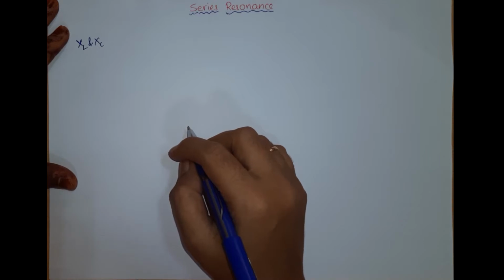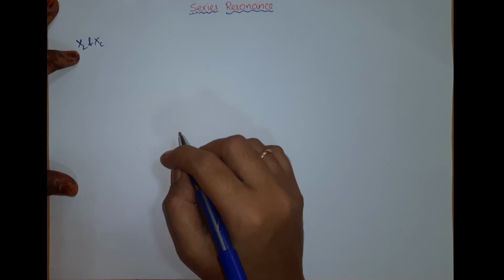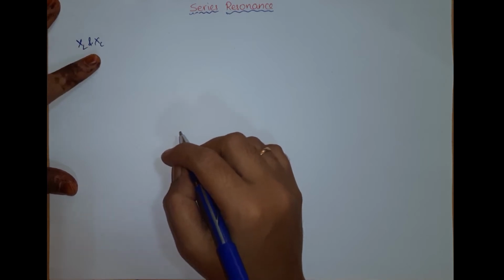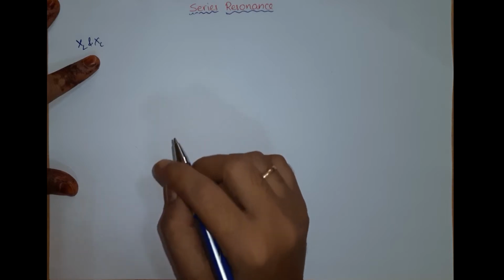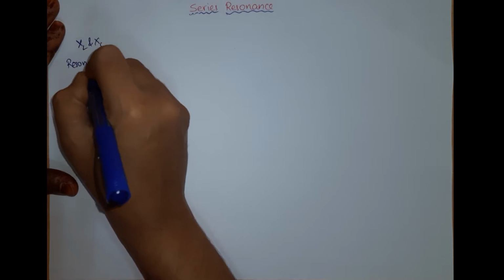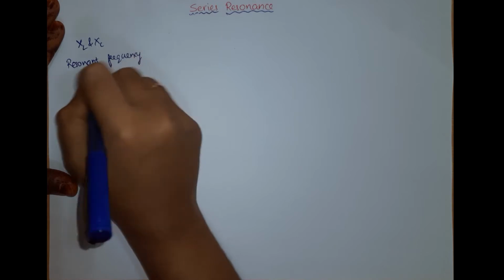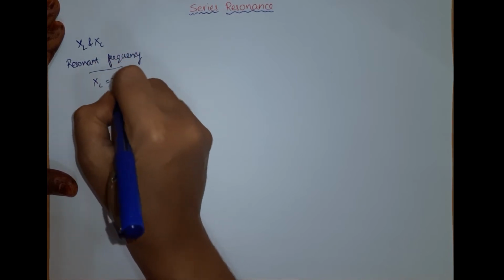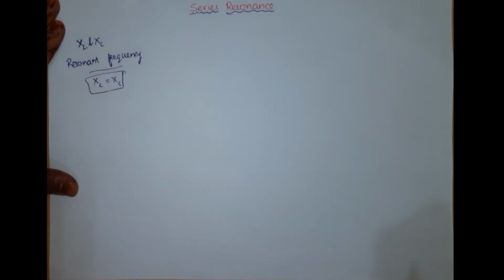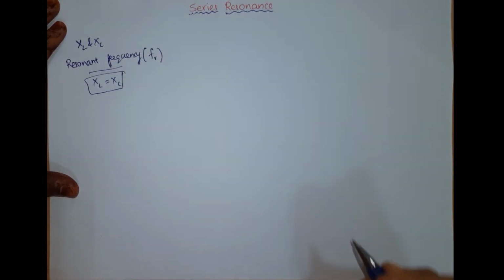Also, we got an introduction in the last lecture that if the inductive reactance is equal to the capacitive reactance at a particular frequency, that particular frequency is called the resonant frequency. What is this resonant frequency? It is nothing but the frequency at which inductive reactance equals capacitive reactance, XL equals XC. That particular frequency is called the resonant frequency, represented by small fr.